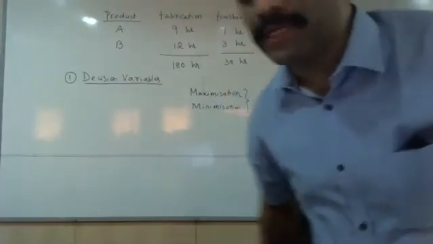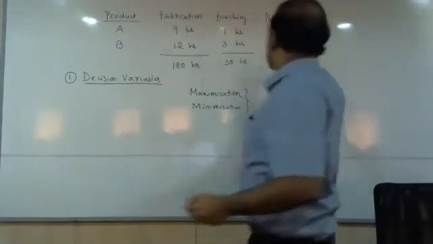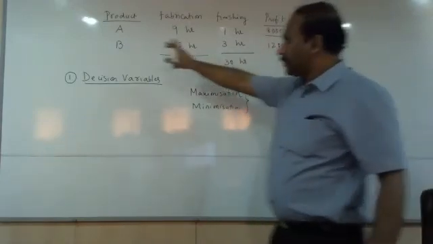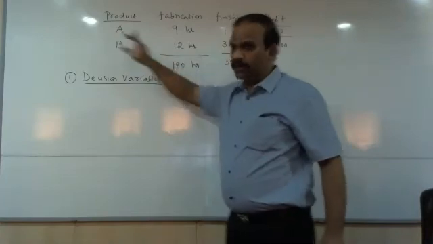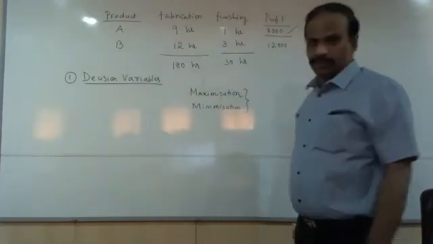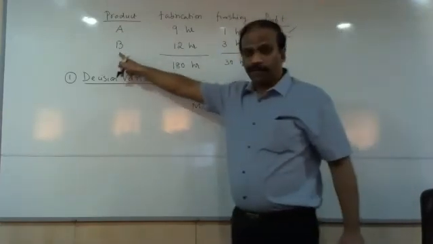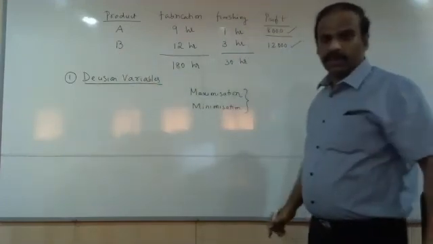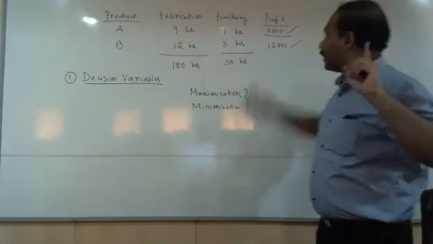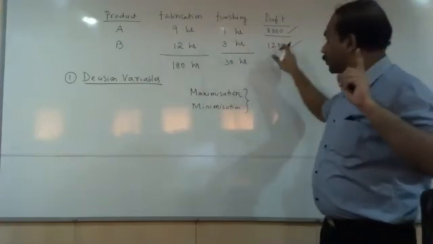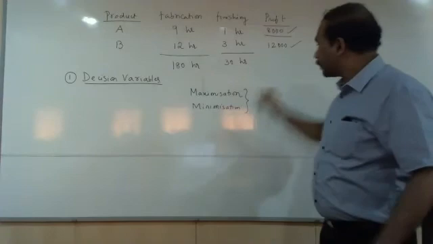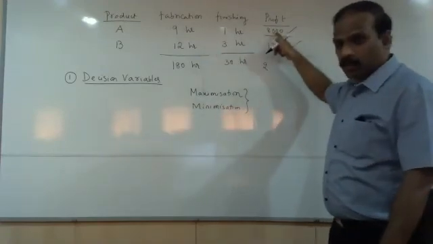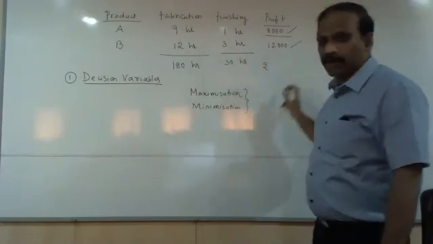I want everyone to please look at the board. They've given the profit value for each product. For every unit of model A sold, the company gets a profit of 8,000 rupees. For every unit of product B you sell, the company gets a profit of 12,000 rupees. If you sell one unit, you get 8,000 for A and 12,000 for B. Suppose I'm manufacturing 2 units of A, my profit will become 16,000, and for B it will become 24,000.